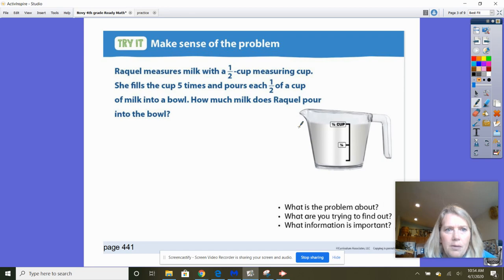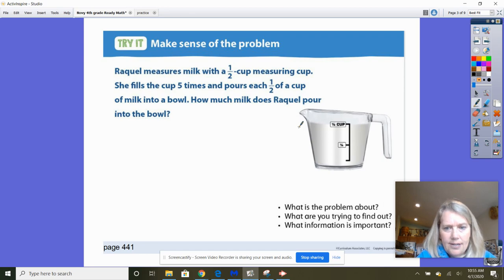And here we have a problem with Raquel and measuring some milk. We'll do 3 reads. The first read is by me. Raquel measures milk with a 1/2 cup measuring cup. She fills the cup 5 times and pours each 1/2 of a cup of milk into a bowl. How much milk does Raquel pour into the bowl? So the first read, we just think about what is the problem about. Sounds like it's about measuring a whole bunch of milk, putting it in a bowl.